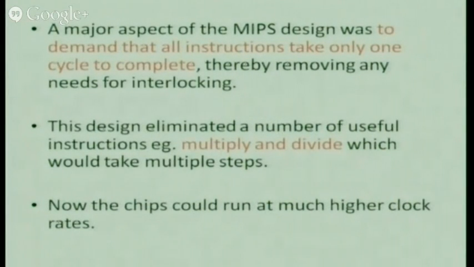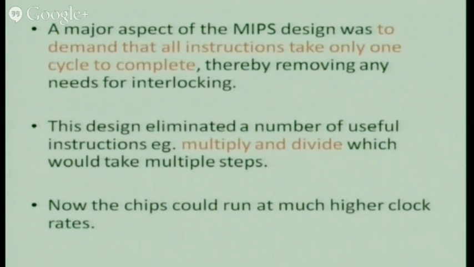That is, the interlocks have been set up to ensure that instructions that took multiple clock cycles to complete would stop the pipeline from loading more data, basically to pause while it completed, right? So these interlocks can take a long time to be set up. So another solution they have incorporated is that all instructions take only one cycle to complete. In order to remove these interlocks, all instructions should take one clock cycle to complete, thereby removing any need for interlocking. So this has eliminated useful instructions like multiply and divide, whose mnemonics are mul and div, which would take multiple steps.